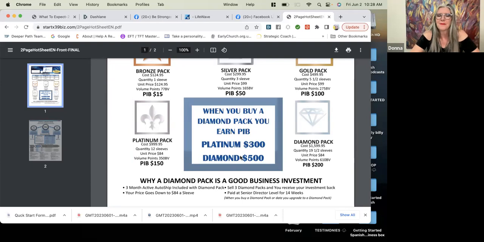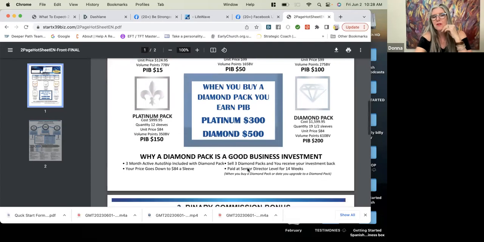We're good. So when you look at it, it says why a diamond pack is a good business investment. It goes through 3-month active auto ship included with diamond pack. Sell 3 diamond packs, you receive your investment back. Your price also goes down to $84 for each X39 instead of $99. You're paid as a senior level director for 14 weeks. And so it is an actual investment.